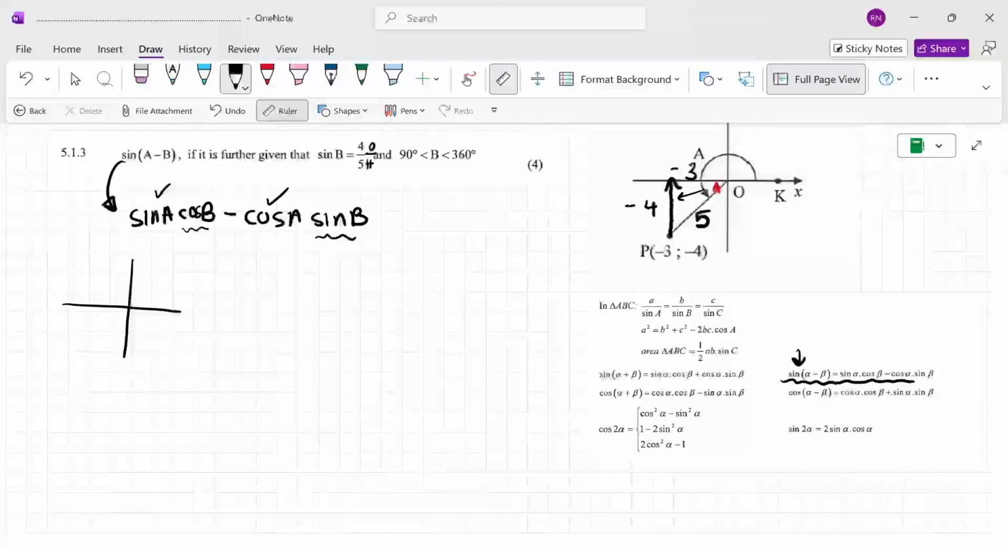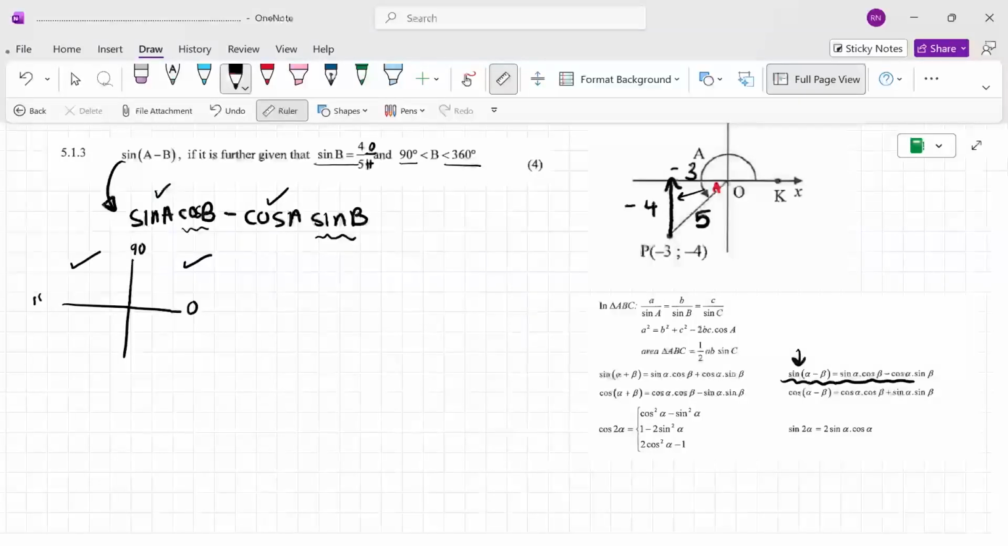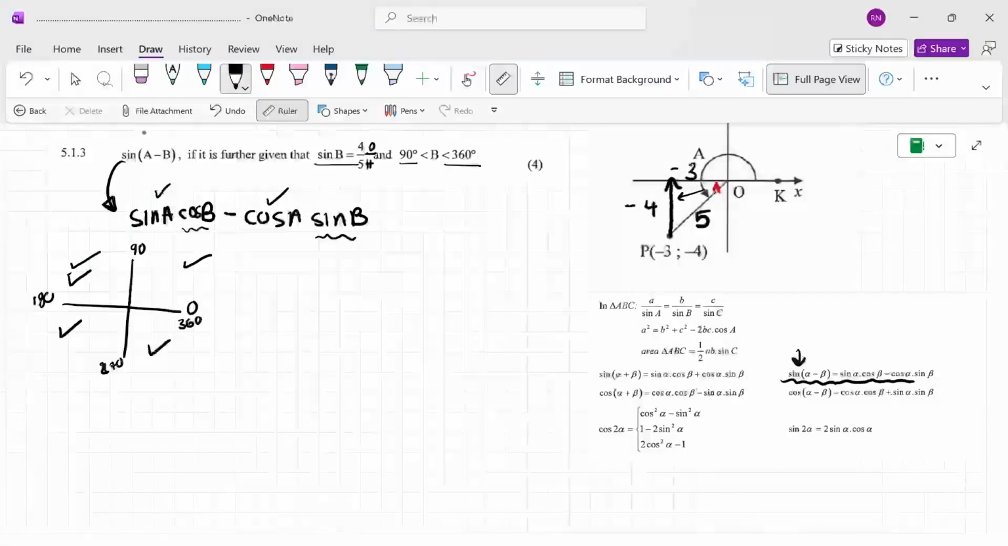Okay, first of all, sine is positive in this configuration that we're looking at. So sine is positive here and here. And then beta is between 90 and 360. So we know our angles are 0, 90, 180, 270, and 360. So if it's between 90 and 360, it's going to be here, here, or here. So the quadrant that we're working in is our second quadrant.